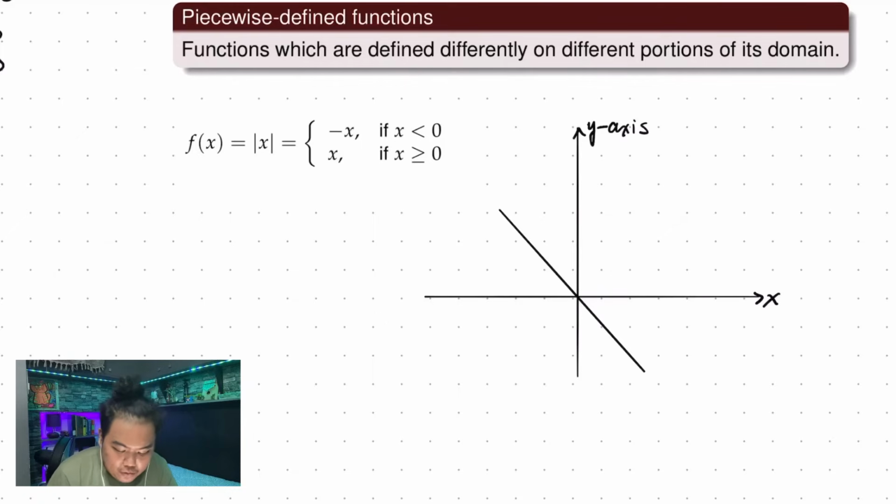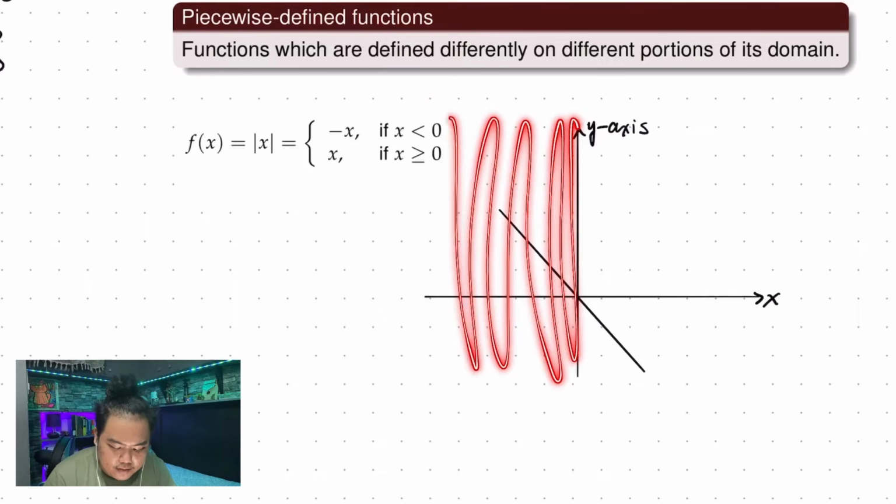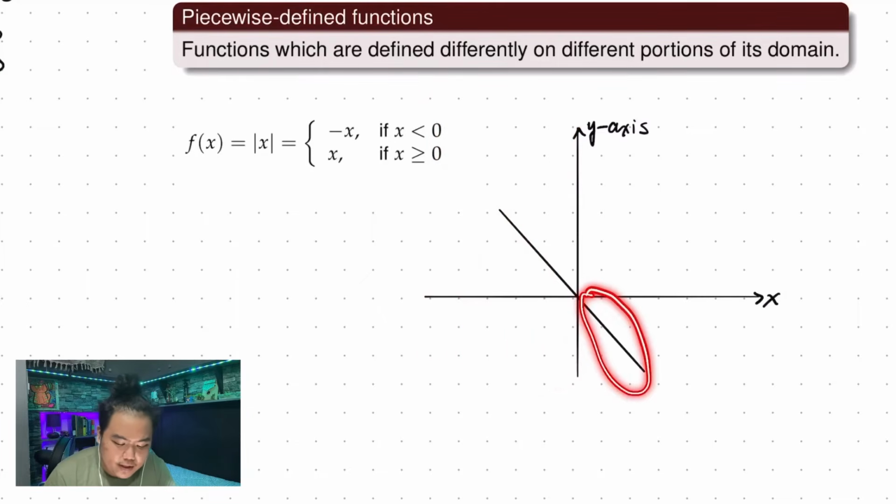Pero, ang kukunin mo lang na graph is sa portion na to. So, itong nandito lang. So, ito, buburahin mo na. At hindi kasali sa x equal to 0. So, butas dapat yun. Walang graph doon. Okay? And for this one, if x is greater than equal to 0, you sketch y equal to x.